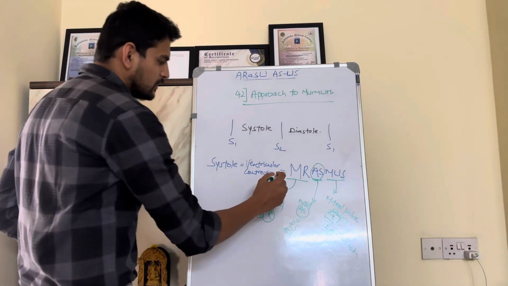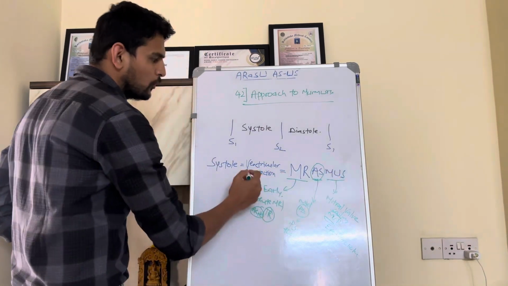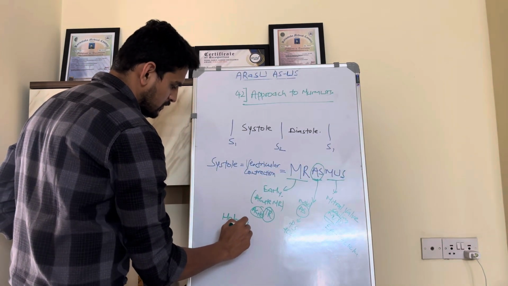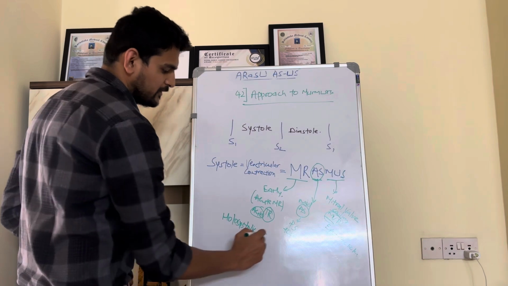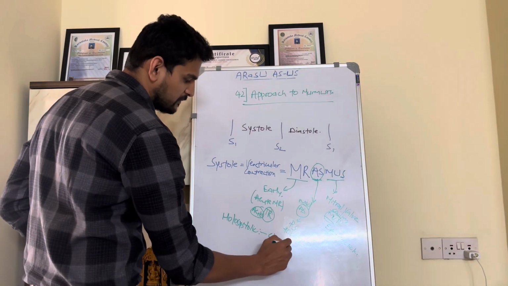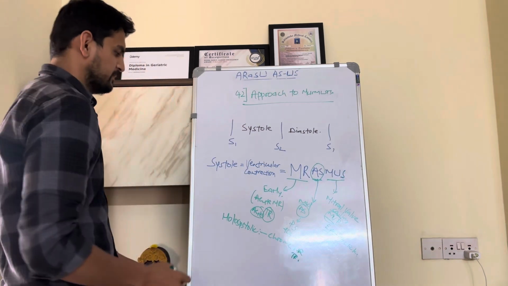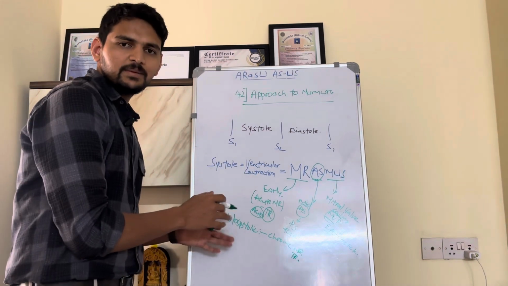And I told you there are some murmurs which will be holosystolic. For holosystolic, the most common cause is chronic MR. The counterpart, again TR, we can consider. So these are systolic murmurs.